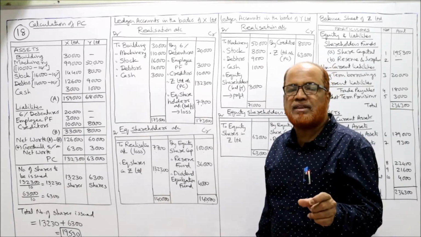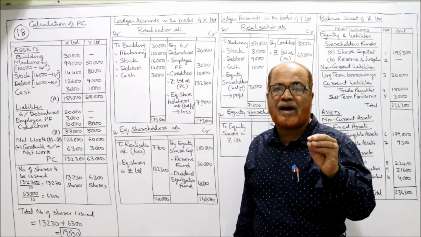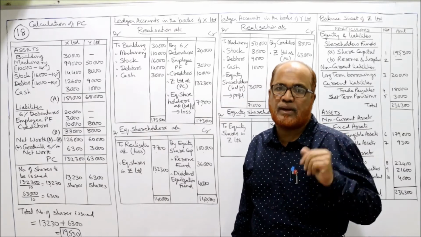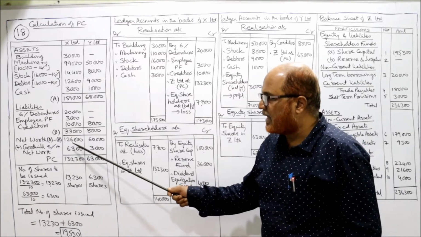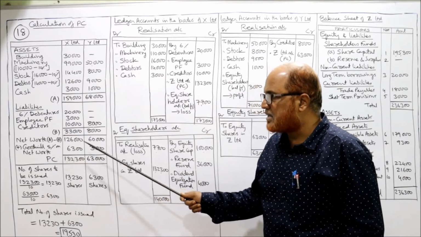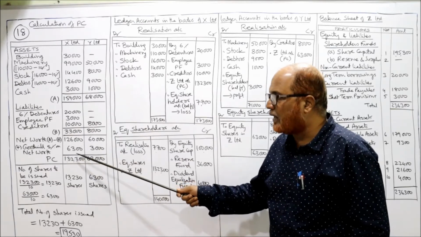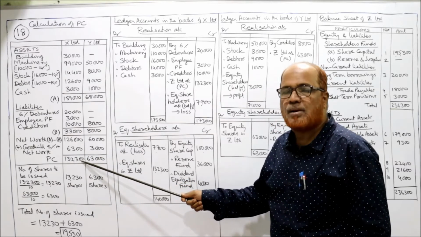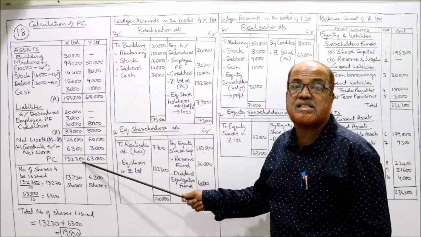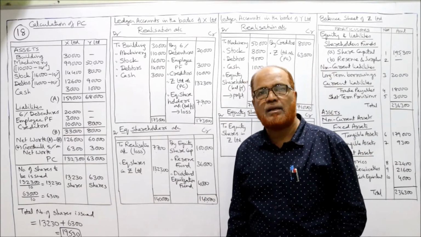And in the problem it is given that the Z company is paying goodwill at the rate of 5% on the net worth. तो ये नेटवर्थ 1,26,000, इसका 5%, 6,300 is the goodwill, and 60,000 का 5%, 3,000 is the goodwill. Add the goodwill, 1,32,300 is the purchase consideration for X Limited, and 63,000 is the PC for Y Limited.